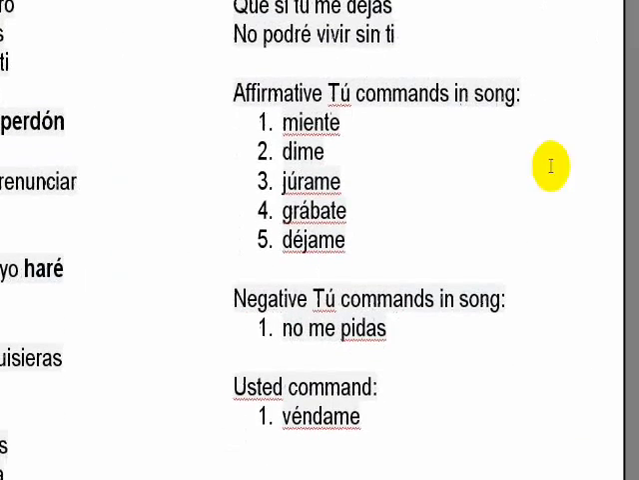So the affirmative tú commands that you find in the song are listed right here. There are a total of five of them. This one, which is also the title of the song, Miente, comes from the verb mentir, which means to lie, and mentir also happens to be a boot verb where the e changes to an ie, and that's where we get miente from.